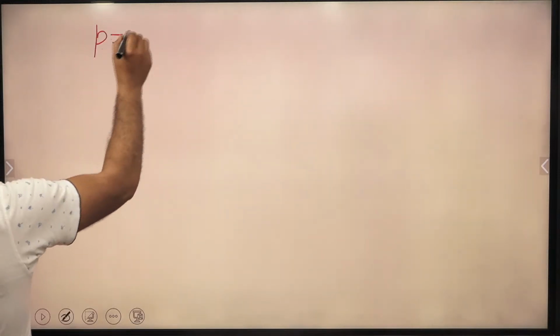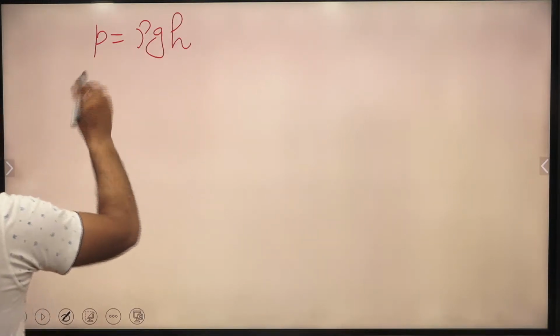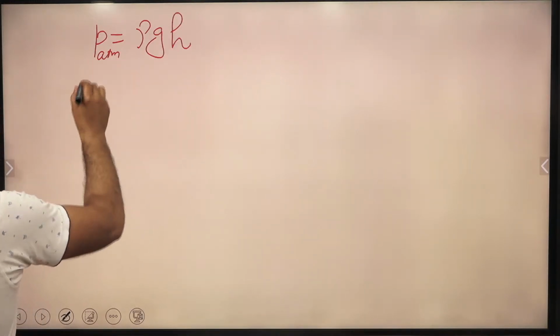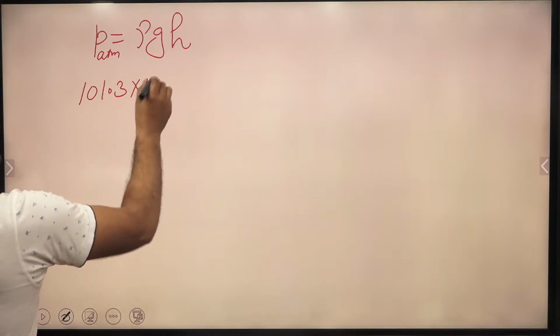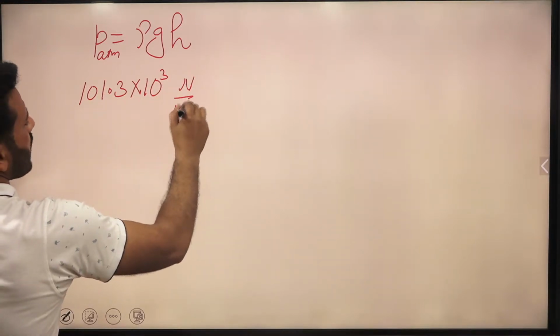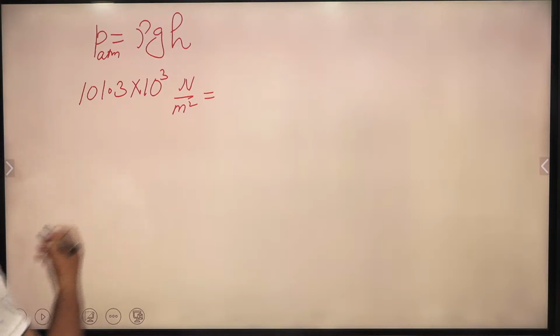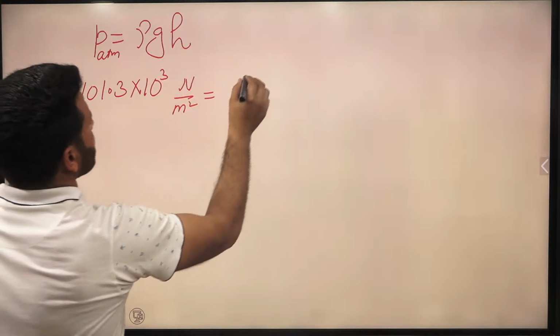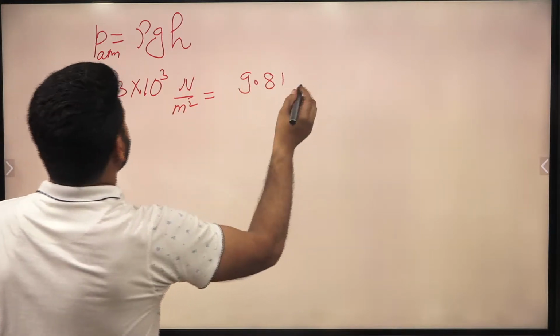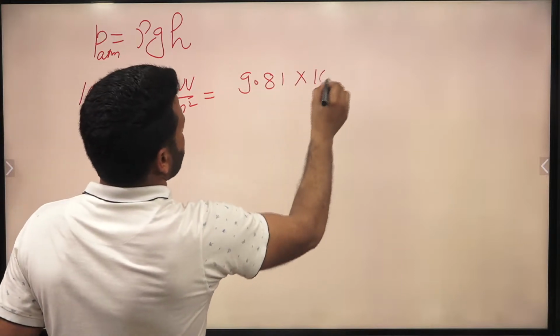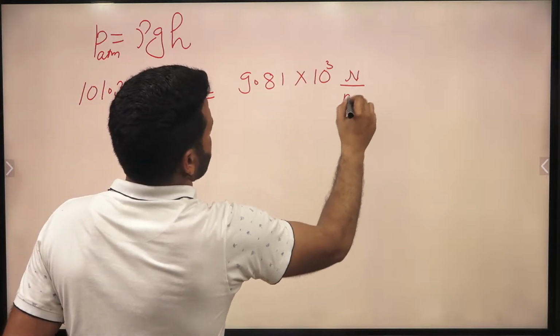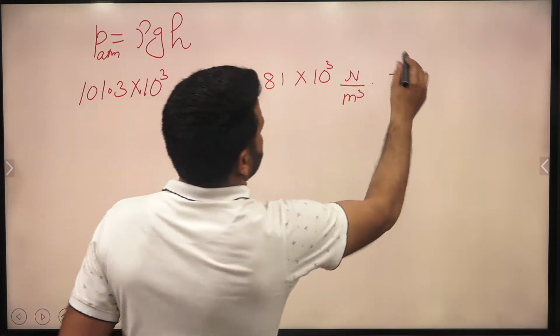What is the pressure? That is nothing but rho g into h. Is it okay? And atmospheric pressure, let it be P ATM. This is 101.3 into 10 raised to the power 3 Pascal, that is Newton per meter square, equal to rho into g. So what will be the value of rho g? Rho is the density of water and g is the gravitational acceleration. So this will be 9.81 kilonewton per cubic meter. I'm writing it as 10 to the power 3 multiplied, so it is Newton per cubic meter, and h as it is.